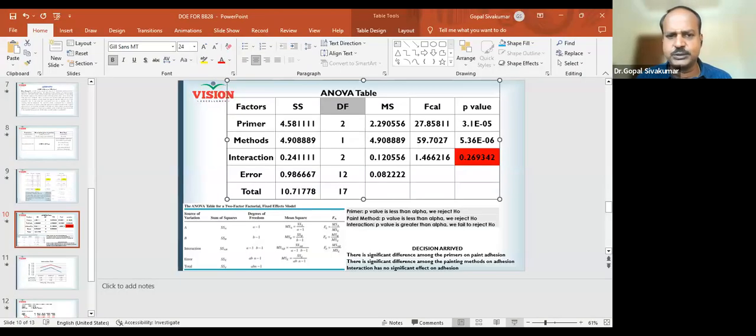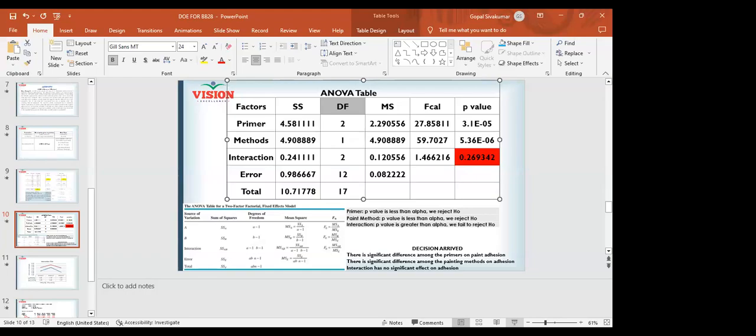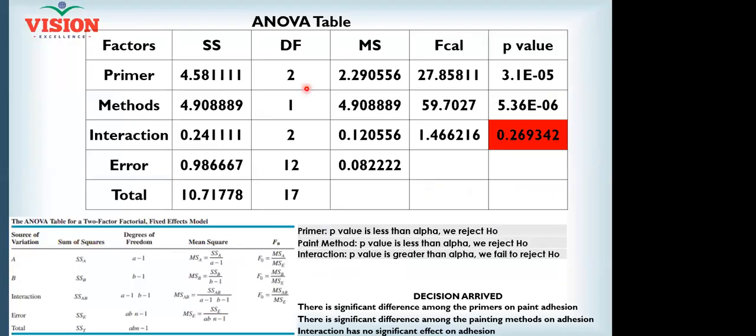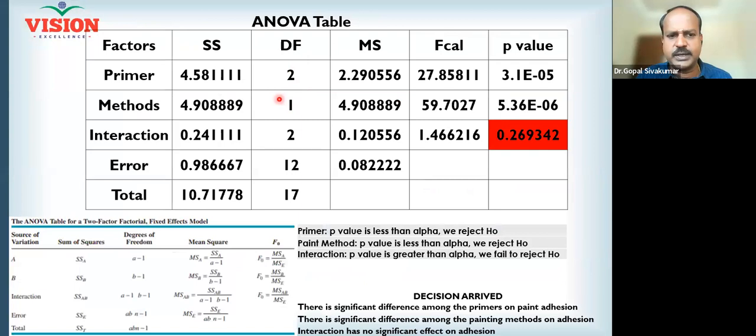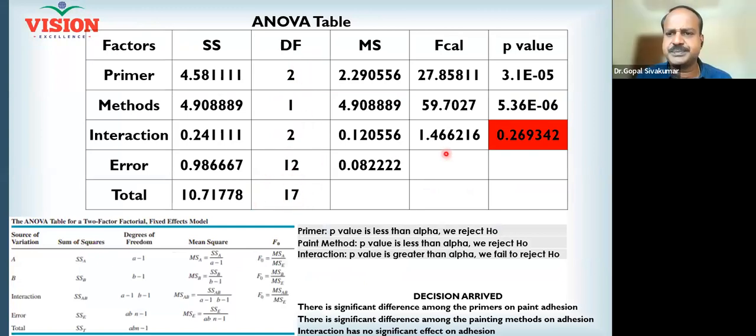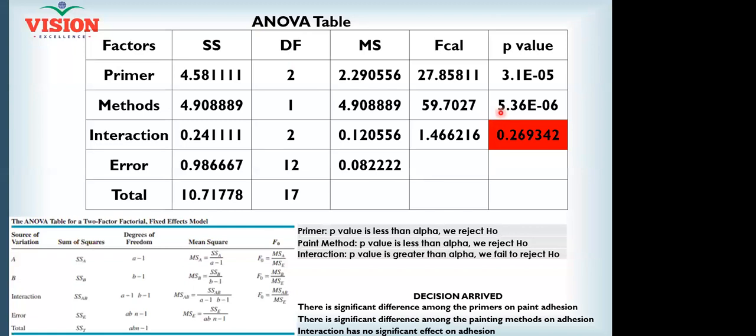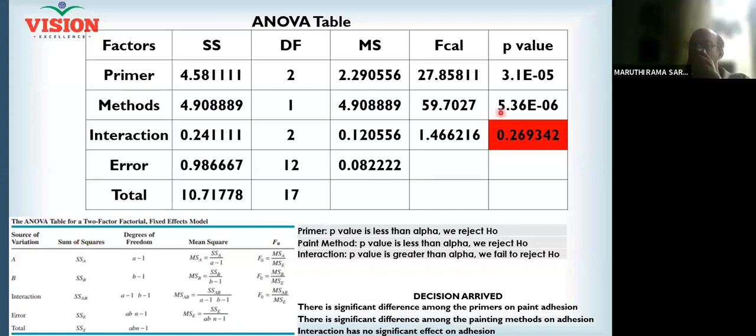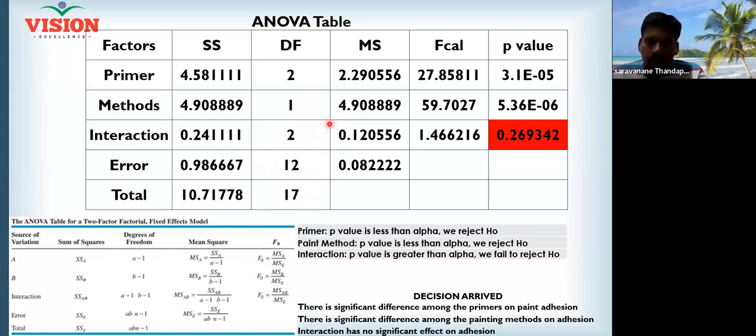All right. So I was talking about degrees of freedom. For the primer, it is 2. You all know why it is 2. For method, why is it 1? How to find out the degree of freedom for interaction? 2 into 1. Now total degree of freedom, how to find out? 18 minus 1. Now how to get this 12? 17 minus 5.